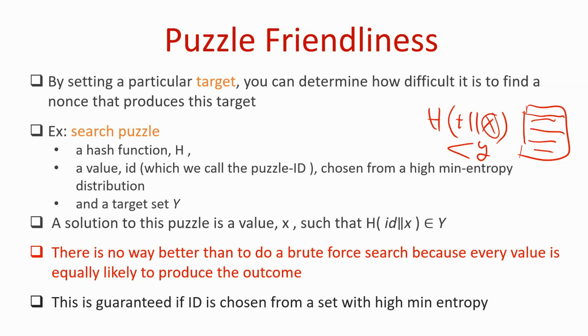In addition to the 6 requirements that we already have, such as accepting any arbitrary size input, producing a fixed size output, one-way property, weak collision resistance, and strong collision resistance, and obviously being easy to compute. So all these requirements are needed for a hash function to be used in blockchains.